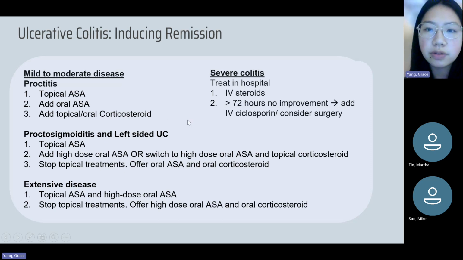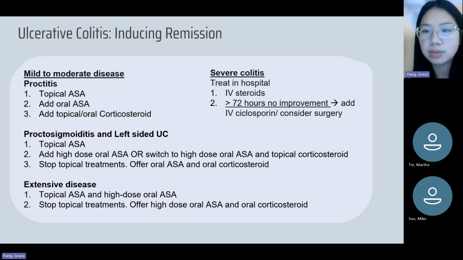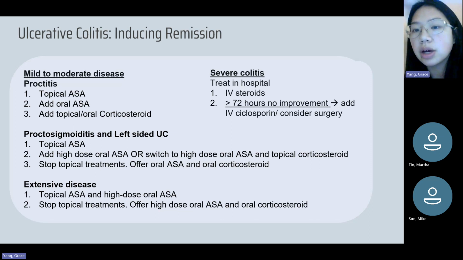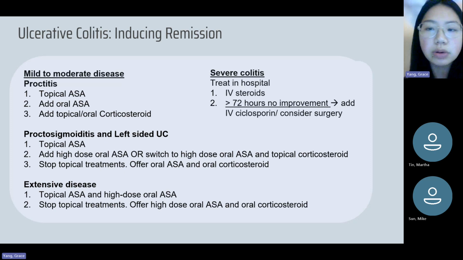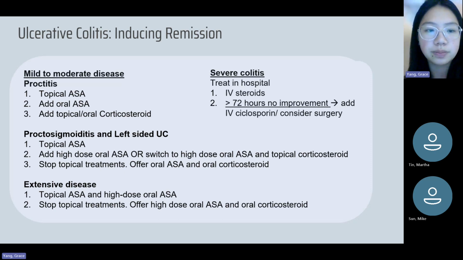And importantly, if it's a severe colitis, you have to admit them to hospital and you give them IV steroids. So you don't use mesalazine. And if it's been 3 days and there's no improvement, then you add IV cyclosporin, or you consider surgery. So you probably refer them a little bit earlier if you're not seeing any improvements. Okay.